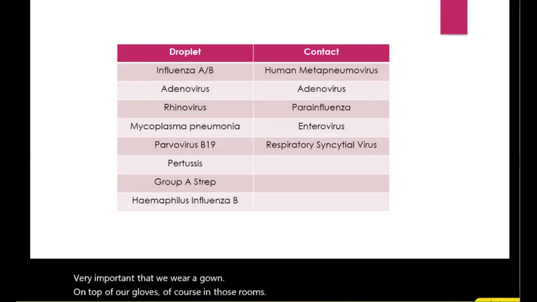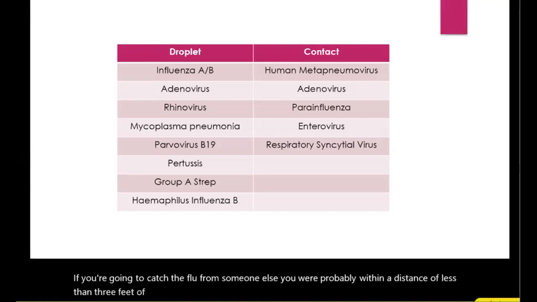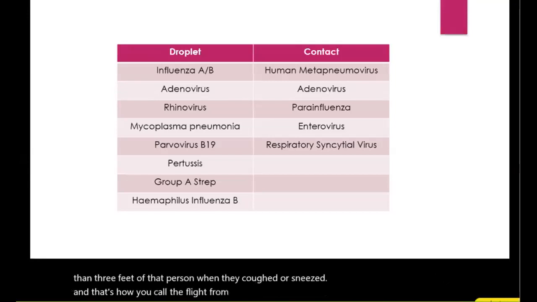Whereas the flu is droplet precaution. So that tells us that based on studies, if you're going to catch the flu from someone else, you were probably within a distance of less than 3 feet of that person when they coughed or sneezed. And that's how you caught the flu from them, something along those lines, versus the contact method.